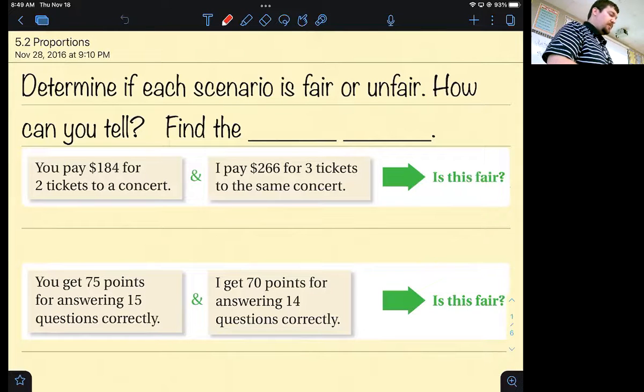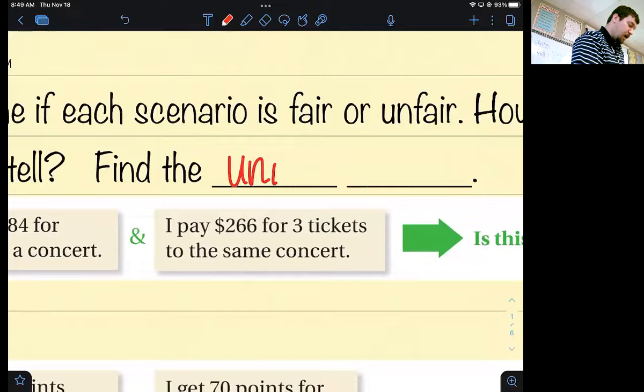So finish downloading those. And then we start off with actually a question that probably could have been in our notes yesterday. Determine if each scenario is fair or unfair, and how can you tell? If I told you that you paid $184 for 2 concert tickets and I paid $266 for 3 tickets to that same concert, how would I know if that's fair or not? Okay, I would divide. What would that give me? Anytime I divide, that gives me the unit rate. You're exactly right. So if I find the unit rate, I'll be able to tell.